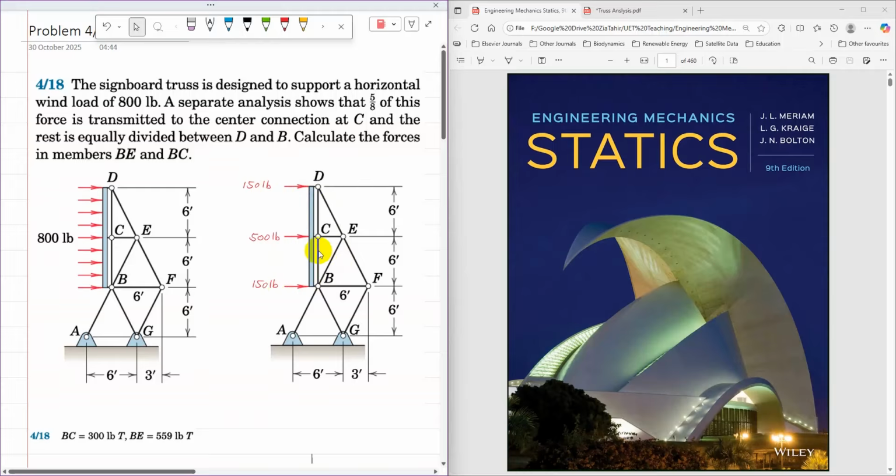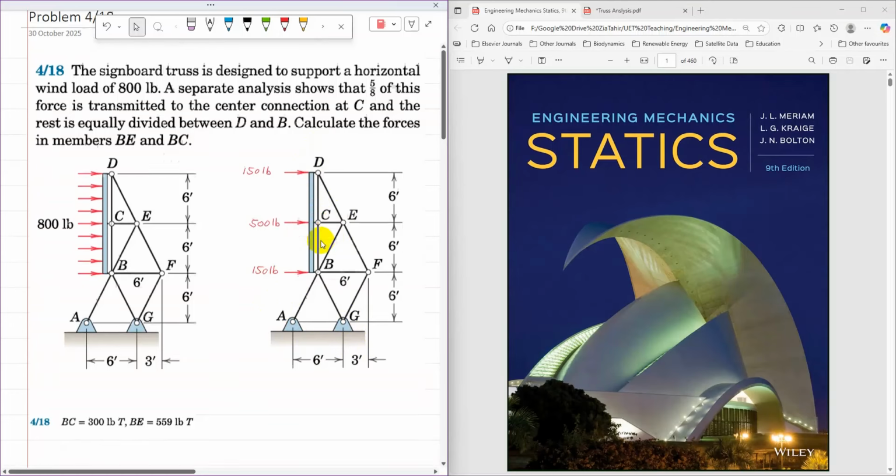As the member forces in BE and BC are required, this problem can be solved by using the method of sections or the method of joints. The method of joints starting from D is possible, but if we start from A or G, then because both are pin supports, there are four reactions at both supports, and if we start solving from the lower end, it is a statically indeterminate problem. So the best method is either the method of sections or the method of joints starting from D.